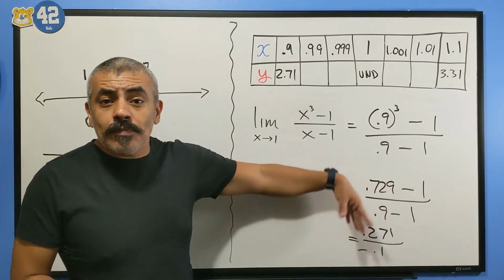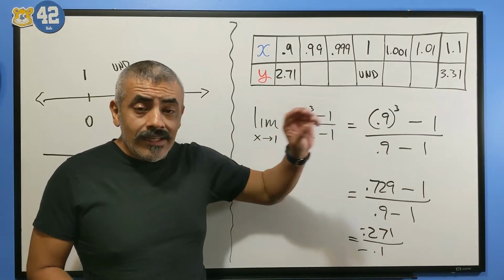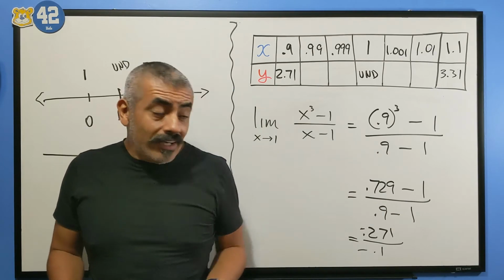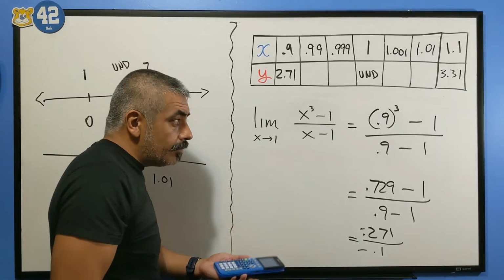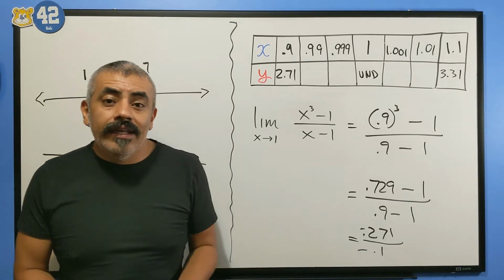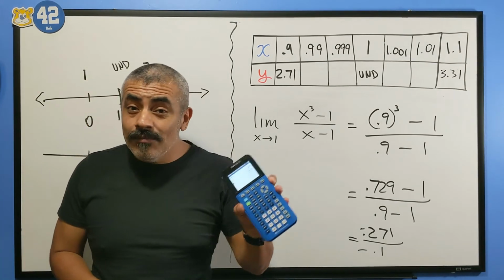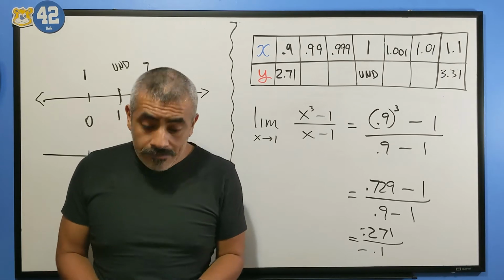Now we can keep doing this by hand, but you can see how tedious it can get. So what we're going to do is use a calculator, and we can compute it by putting values in and actually calculating them. Or if you have one of those TI-84 or the graphing calculators that have a table, I will show you how to do it right now.